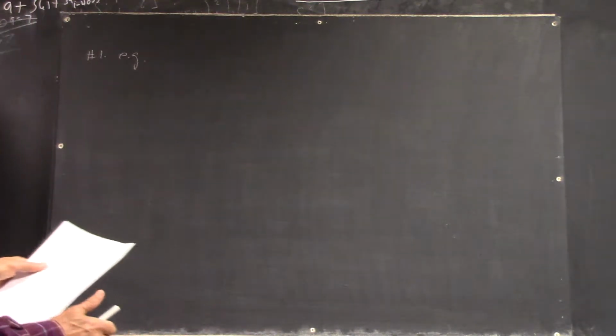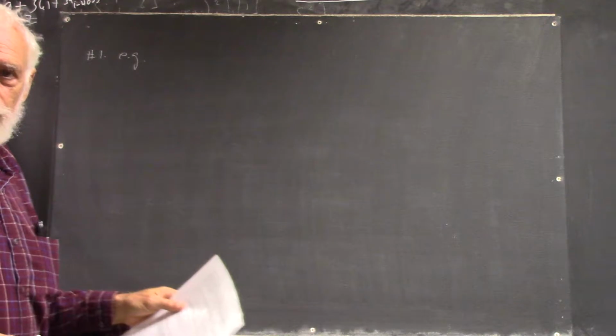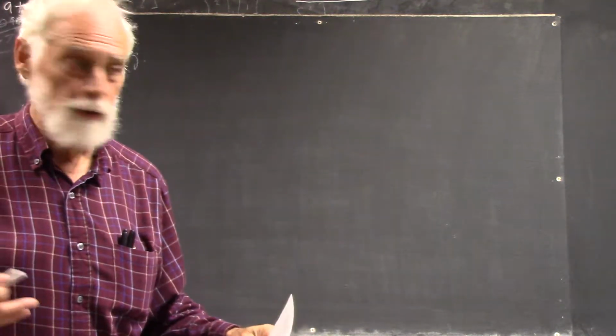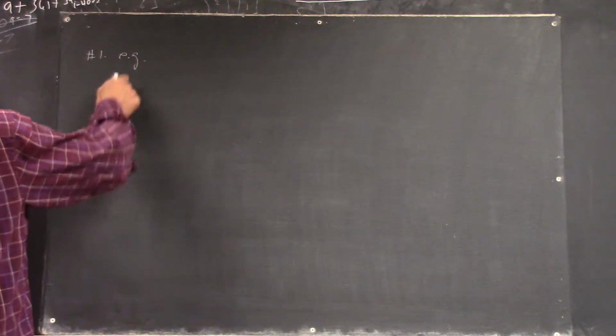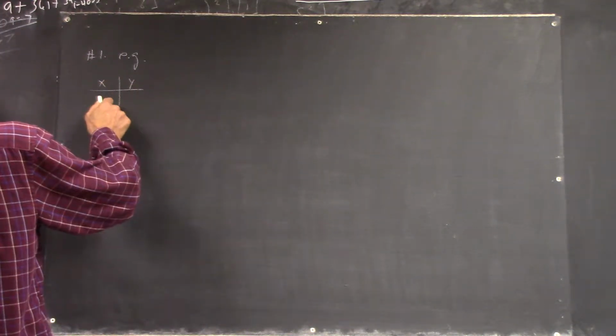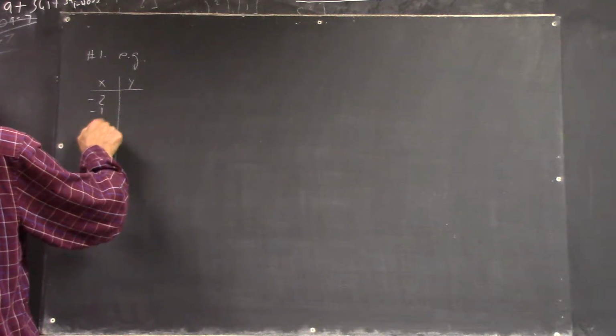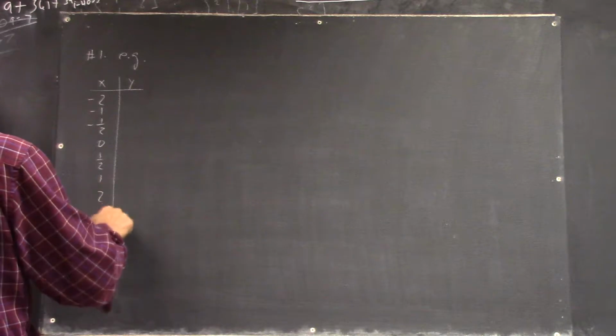Okay. So anyhow, for example, I'm not going to do all the problems, because the problem is to make tables and construct graphs for all the basic functions. Okay? And your table, as you know, starts out with x values -2, -1, -1/2, 0, 1/2, 1, and 2. Okay?